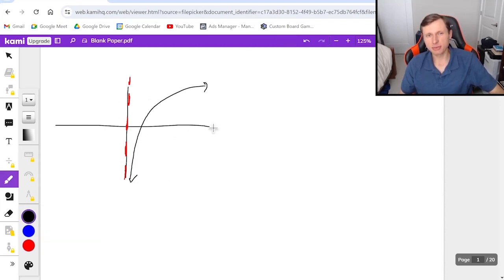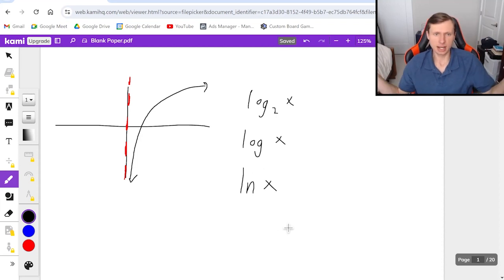Now, by the way, this function here could be log base 2 of x, could be the common log, which is just log of x, or log base 10 of x. This could be the natural log of x, which is ln, or log base e of x. It can be any logarithm. It really doesn't matter. They all look something like this.